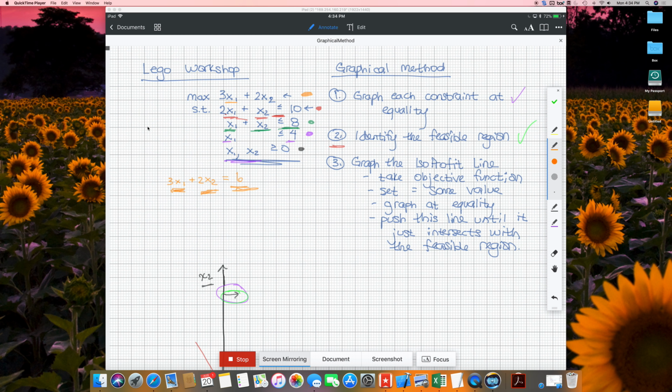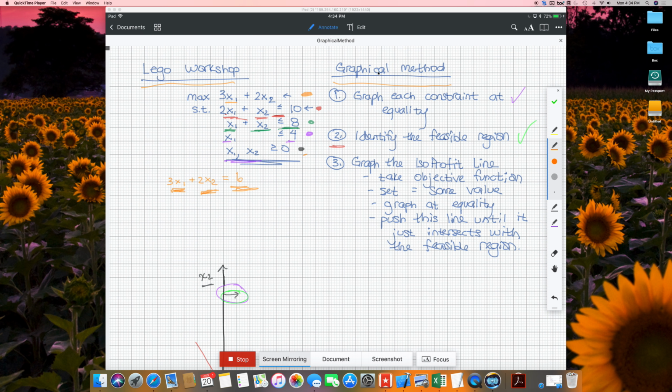So in this video, I'm going to continue on with this idea about the graphical method, but instead of thinking of this problem as a linear program, I'm going to take it as an integer program. Just to refresh everybody, we have this Lego workshop here. We have an objective function, 3 constraints, and then non-negativity.